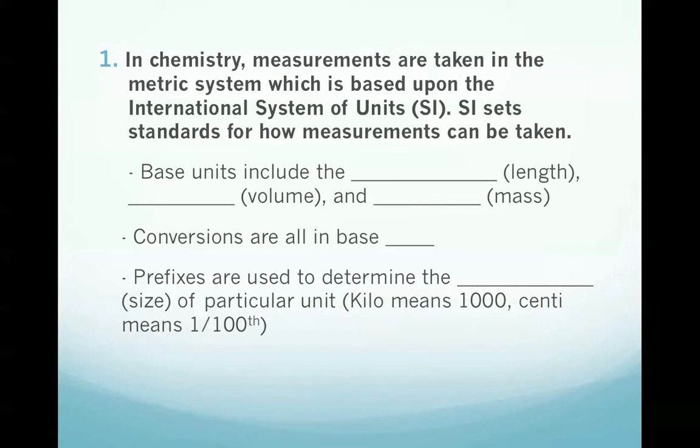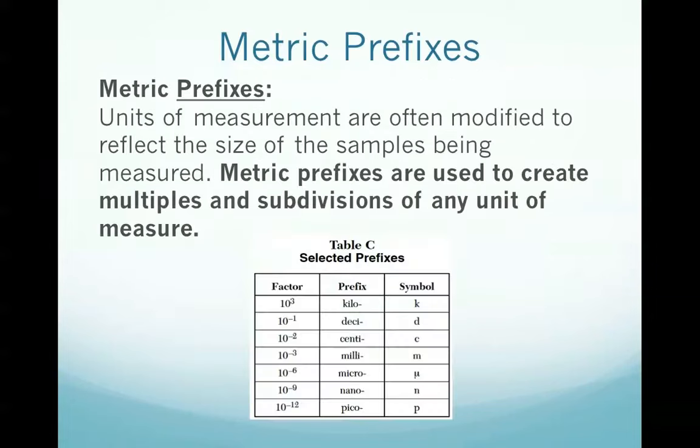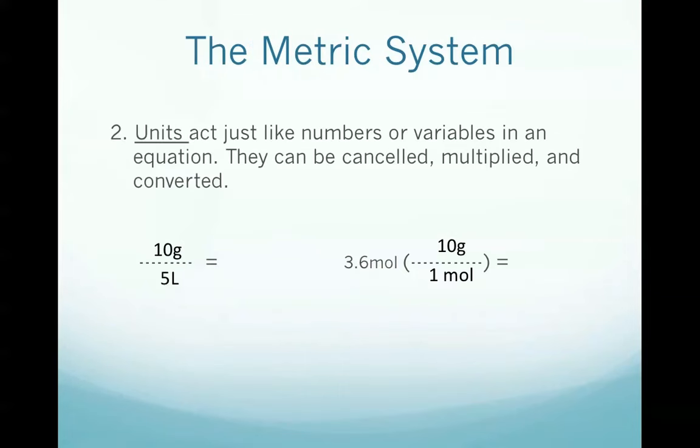So a little bit of review for the metric system. The base units we'll be working with a lot this year are meters, liters, and grams. Our metric system is based on a base of 10, and our prefixes are used to determine the magnitude of a particular unit. So kilo means 1,000, centi means 1/100th. Our prefixes can be found on Table C. We can use these to create multiples and subdivisions of any base unit of measure.